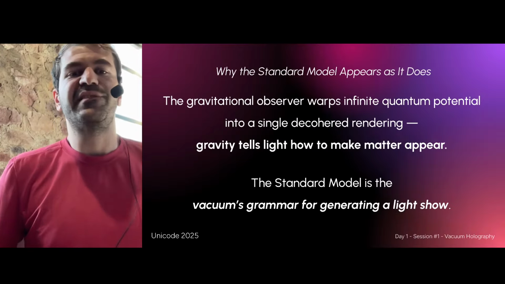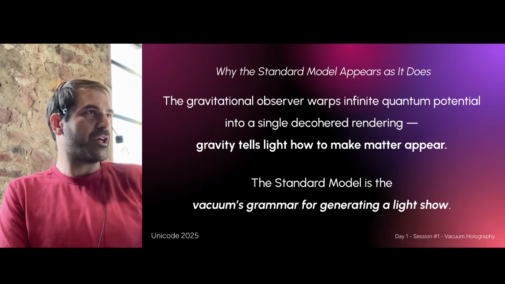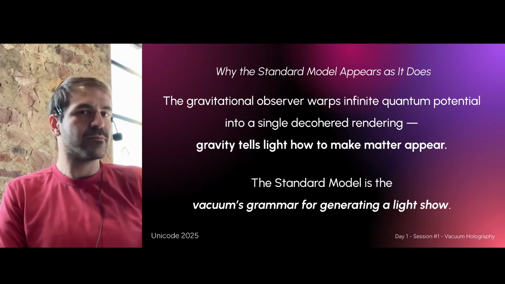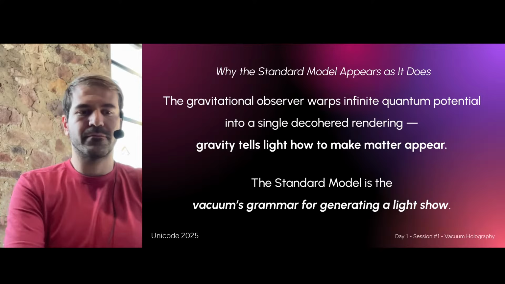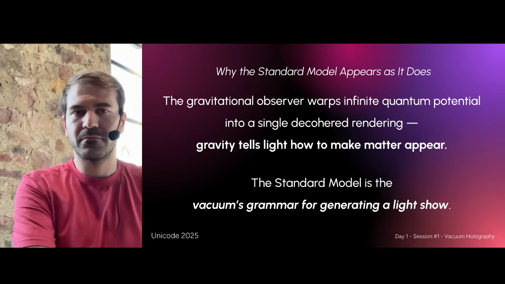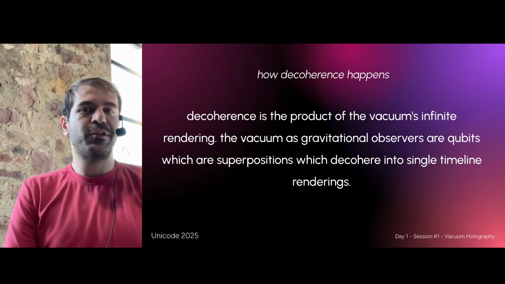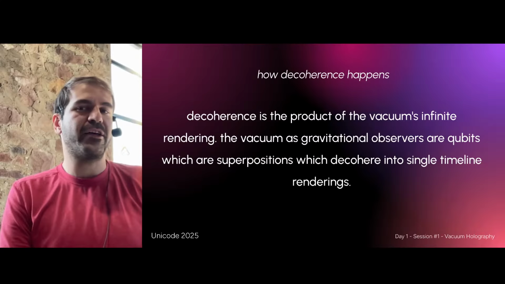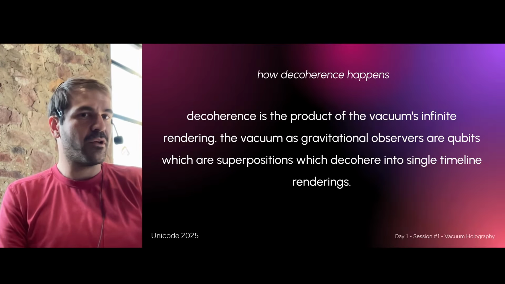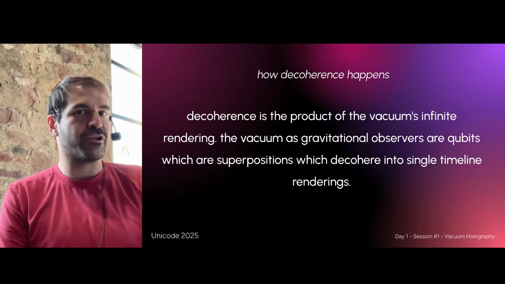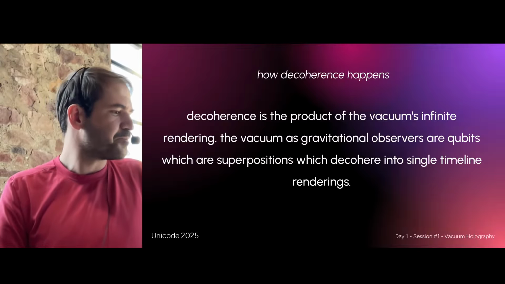One more time. The standard model is the vacuum's grammar for generating its light show. How decoherence happens: decoherence is the product of the vacuum's infinite rendering. The vacuum as gravitational observers are qubits, which are superpositions which decohere into single timeline renderings.